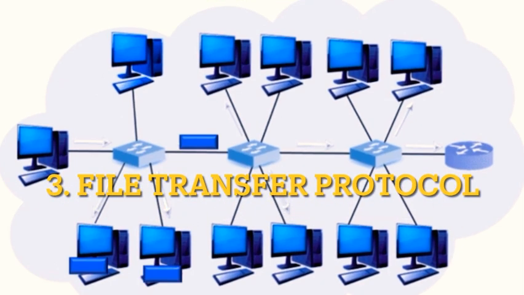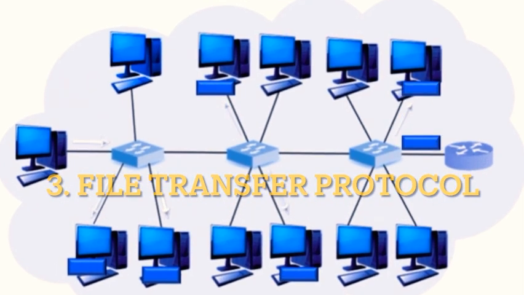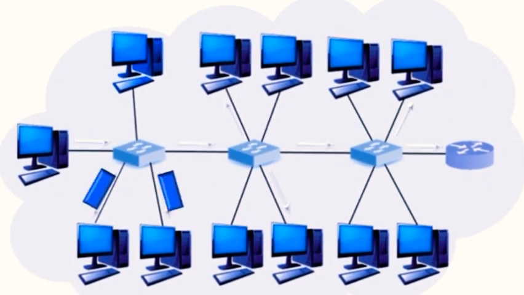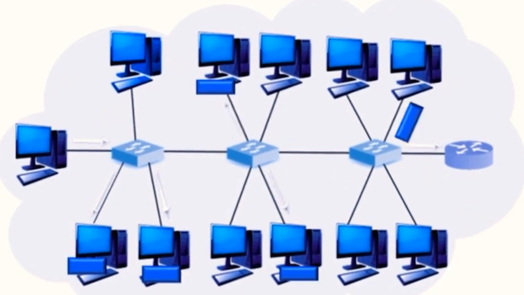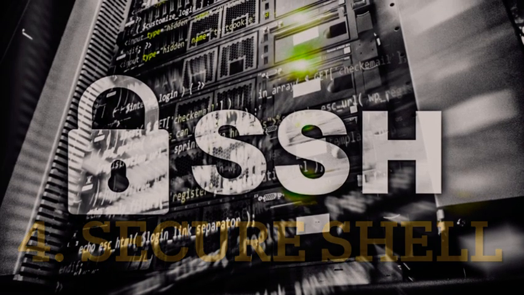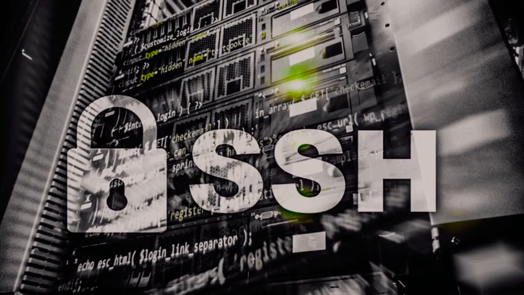Number 3, File Transfer Protocol, or FTP, relies on TCP to transmit files between a client and a server. TCP ensures a reliable delivery of files. Number 4, TCP is often used in conjunction with SSH for secure remote access to systems. SSH is Secure Shell. It provides a secure and reliable communication channel.